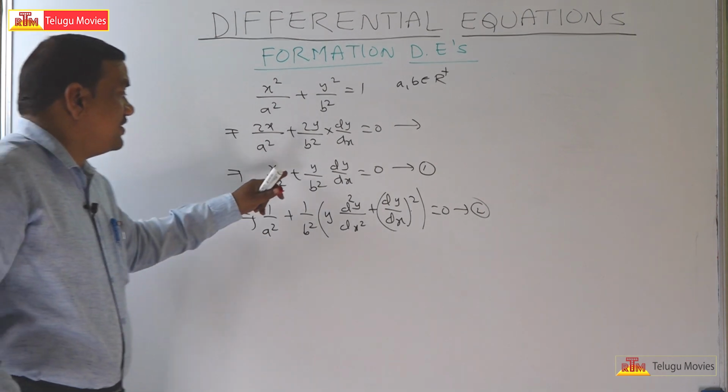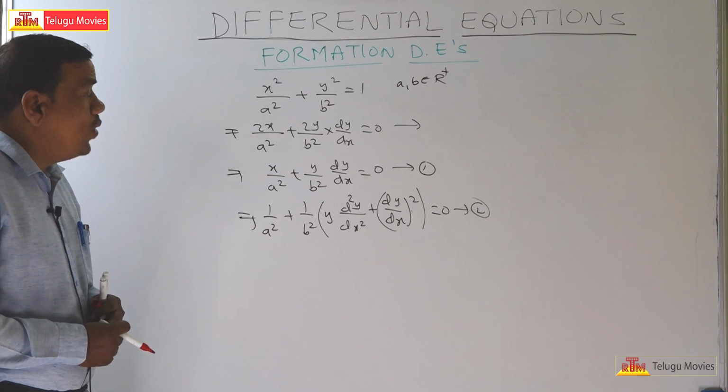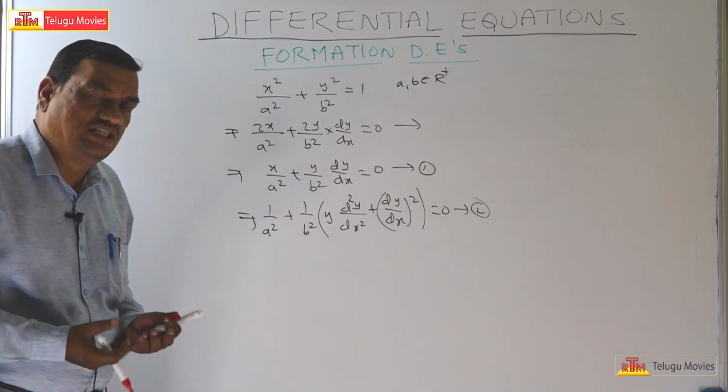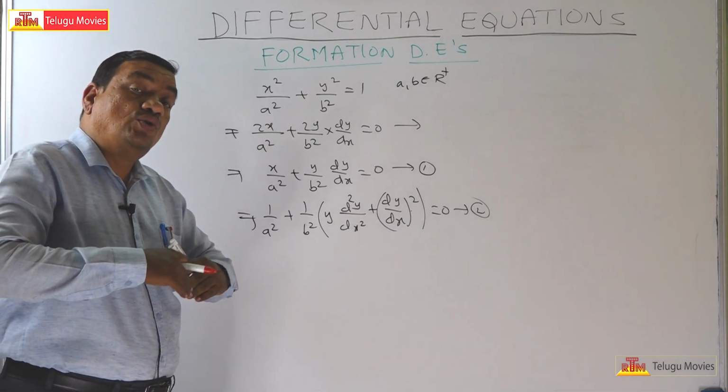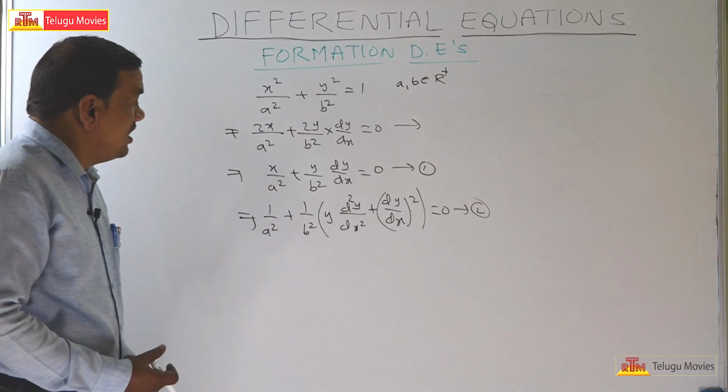From these two equations, 1 and 2, how can we eliminate? Is it possible to eliminate using these two equations? Yes, it is possible. No need to do further differentiation. Using 1 and 2 only, you can eliminate the constants.